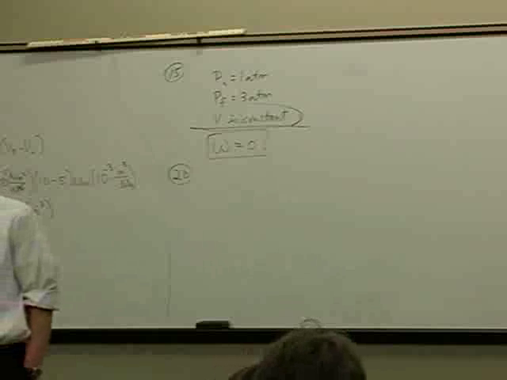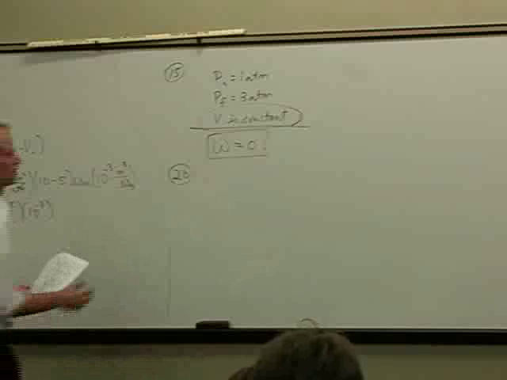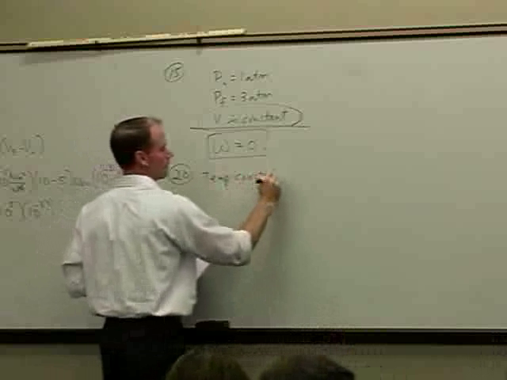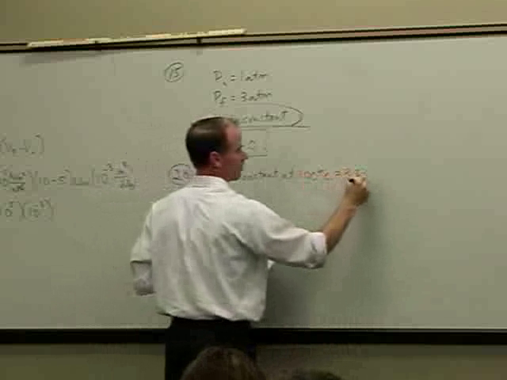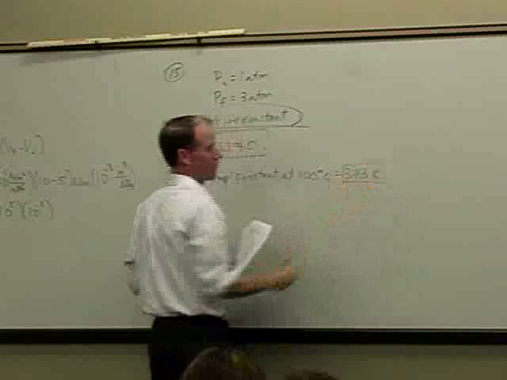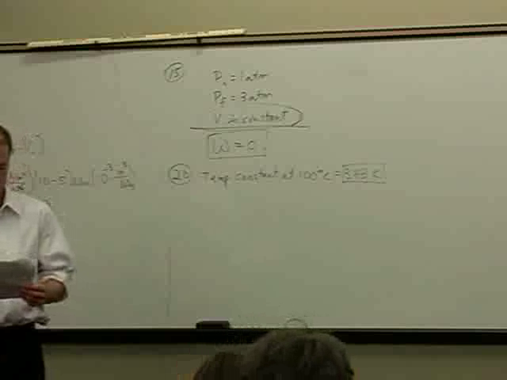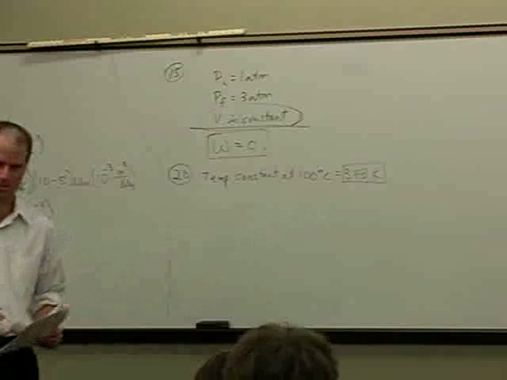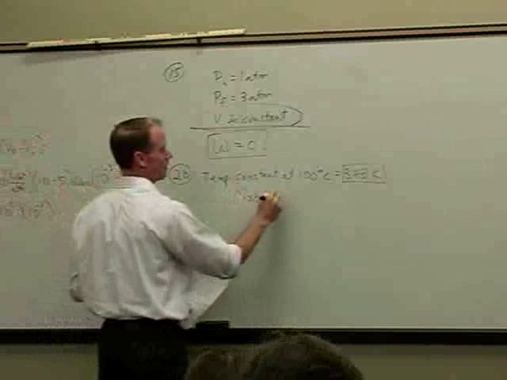Something's constant in this problem as well. What is constant? The temperature is constant. Temperature constant at 100 degrees Celsius, which would be 373 Kelvin. Since the temperature is constant, what kind of expansion would this be? Isothermal. Same thermal. That's right. Isothermal.